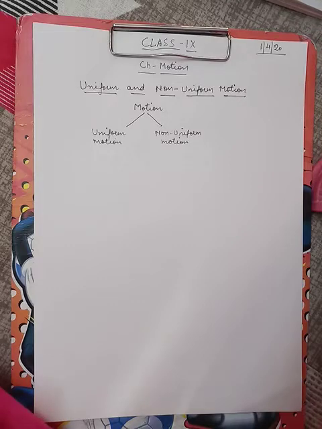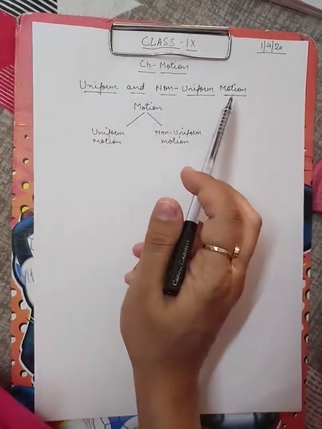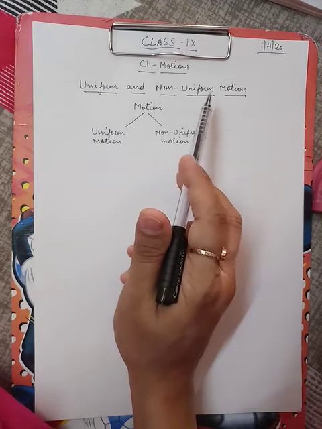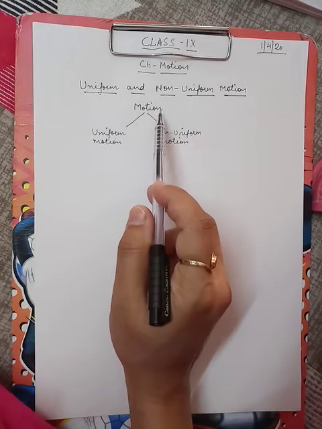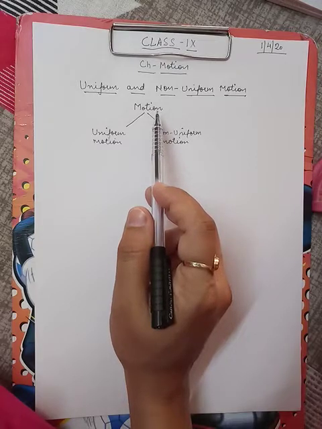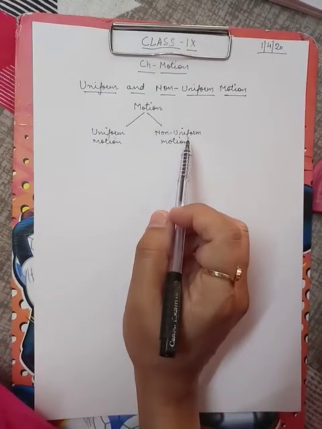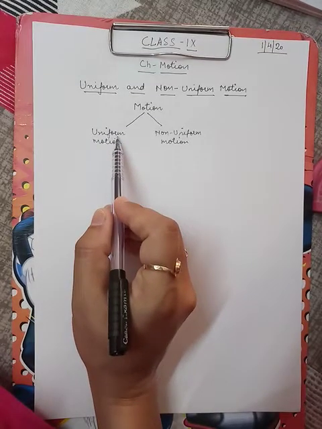Let's start with our new topic for chapter motion, that is uniform motion and non-uniform motion. Motion we all have studied. It is nothing but the change in position of an object with respect to time and surroundings, we have studied in the previous lecture. It can be divided into two parts according to our syllabus, that is uniform motion and non-uniform motion, right? As the name suggests, uniform means what?